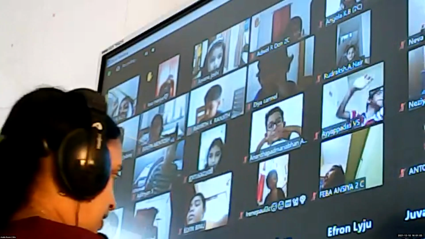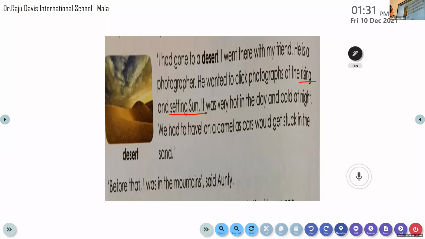Okay, so today we have also learned that the sun rises in the east and it sets in the west. Ravina auntie's friend, who worked as a photographer, wanted to take photographs of the rising and setting sun. That is the reason Ravina auntie and her friend traveled to the desert. Then Ravina auntie also explains the weather at the desert. It was very hot in the daytime and cold during the night time.